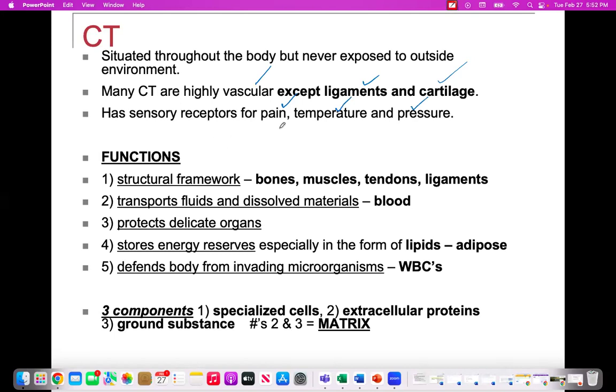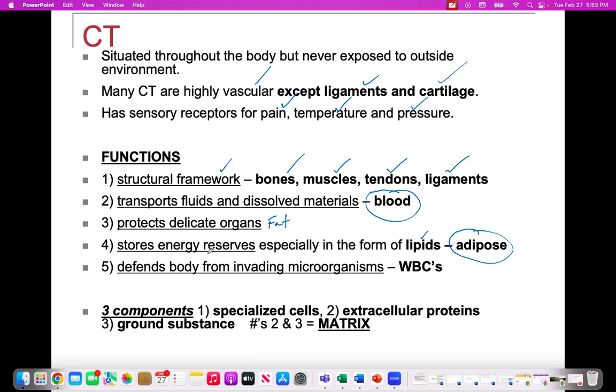In terms of their primary functions, in terms of the structural framework, we've got bones, we've got muscles, we've got tendons, we've got ligaments. That makes up most of the structure of the human body. In terms of transporting fluids and dissolved materials, it's going to use blood in order to do that. In terms of protecting delicate organs, we have fat that does that. We have fat cells, or adipose or adipocytes. Connective tissue is also involved in storing energy reserves, and it does it in the form of lipids, adipose or adipocytes.